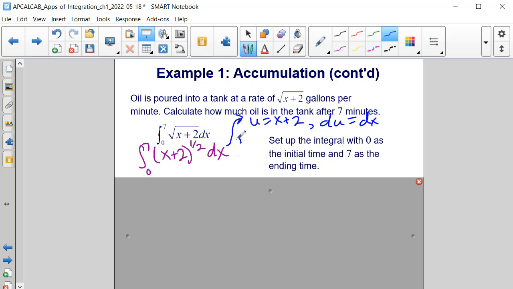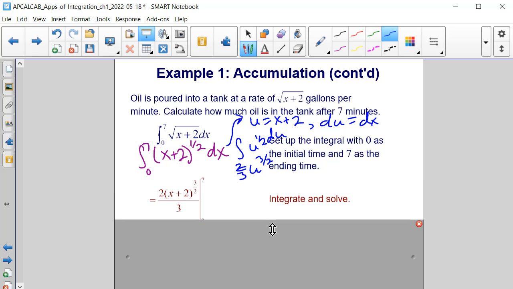So then I would end up having the integral. I'm going to ignore the lower and upper bounds for now because I'm going to put the result back in terms of x before I evaluate. So we're going to integrate u to the 1/2 du. And then if we do integrate that, we'll have 2/3 times u to the 3/2 power. So then if we put that back in terms of x, that's going to be 2 times x plus 2 raised to the 3/2 power, all divided by 3.